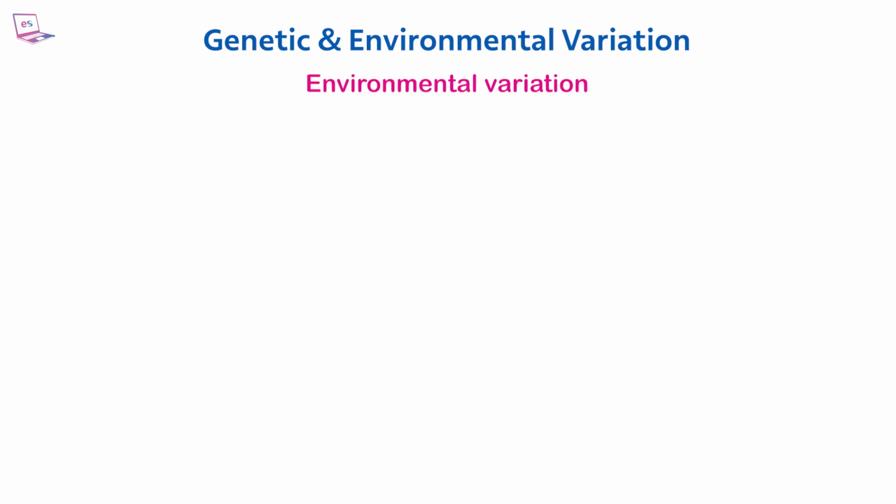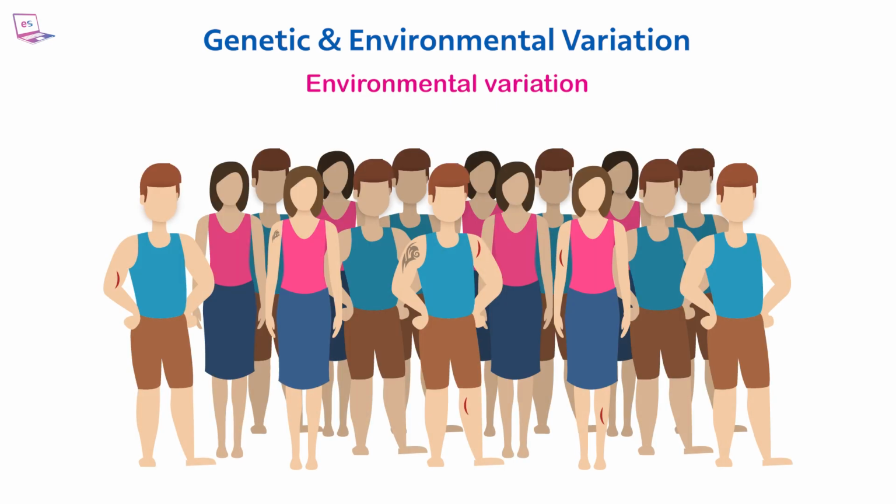Environmental variation refers to differences between individuals that are not inherited, but are solely due to environmental influences. Tattoos and scars are examples of environmental variation.